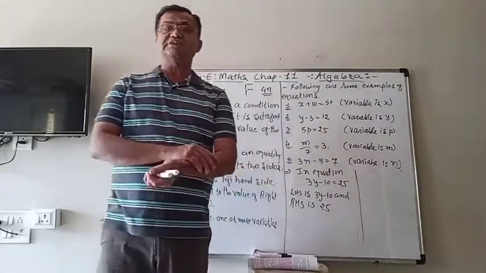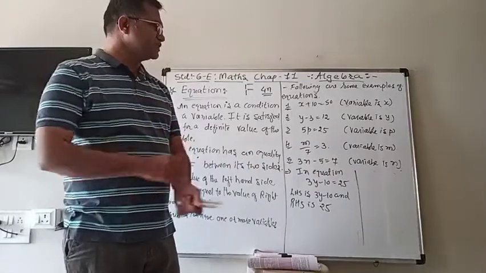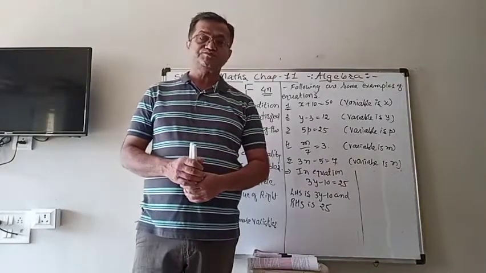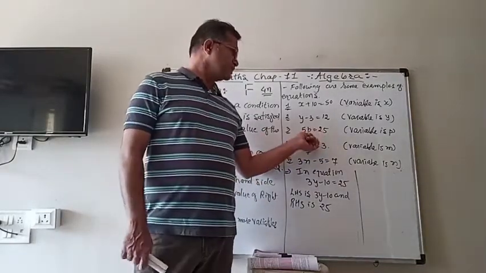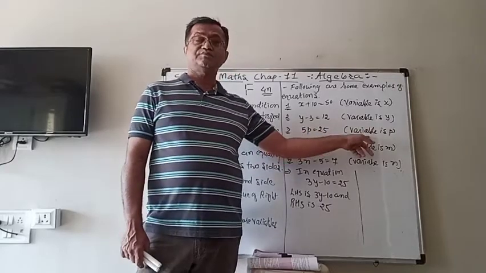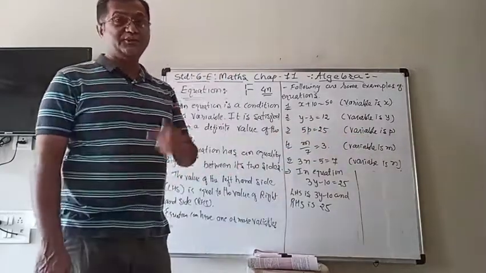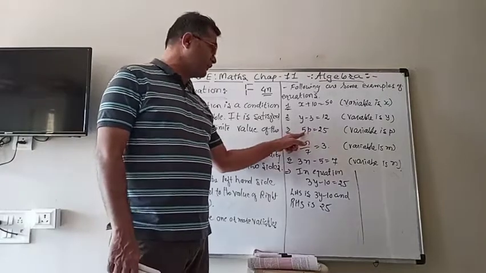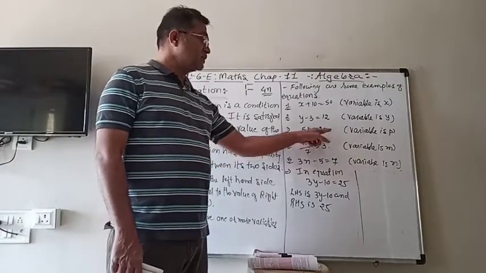Third equation is given as 5p equals 25. Here p is used as a variable. And what is the condition? If you multiply the variable p by 5, we get 25.